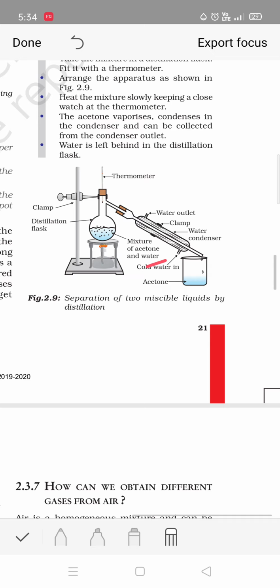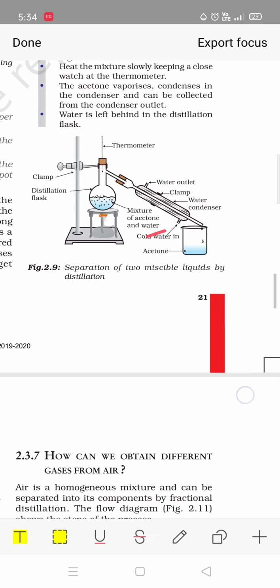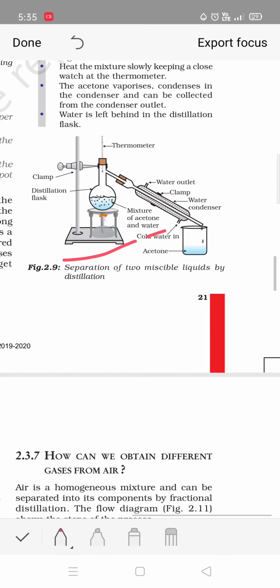You have to set the apparatus as shown in the figure. Then heat the mixture slowly, keeping a close watch on the thermometer. The acetone vaporizes, condenses in the condenser, and can be collected from the condenser outlet. Water is left behind in the distillation flask, as you can see here.